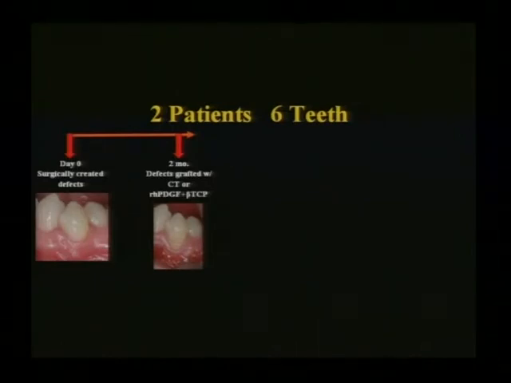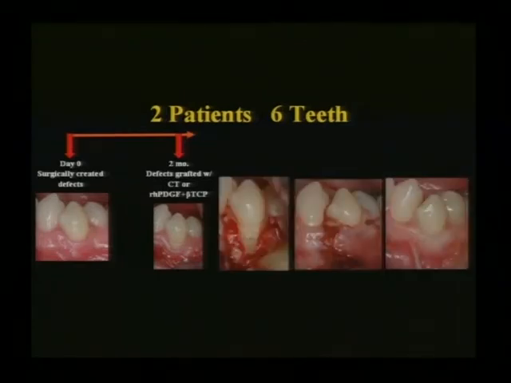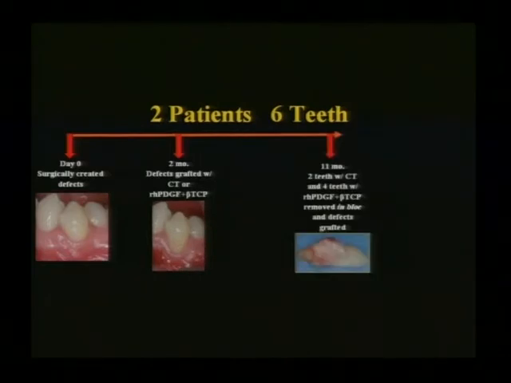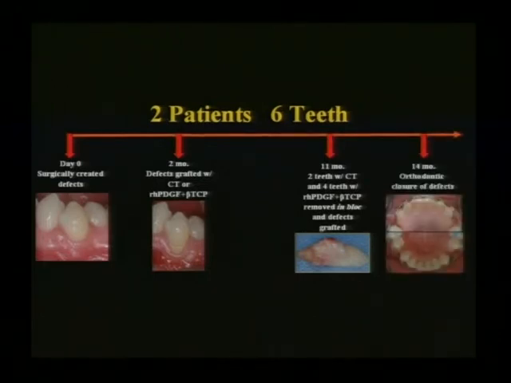And then at 2 months, we came in and in a randomized fashion, we either grafted with connective tissue or the PDGF. And at 11 months, or 9 months after the graft, we removed these 6 teeth en bloc, and then the patient went into orthodontics, space is closed, everybody comes out a winner. On all 6 of our teeth, we achieved 100% root coverage. But regeneration was very different. We had regeneration in 4 of our defects with the PDGF, 2 of the defects with the connective tissue.